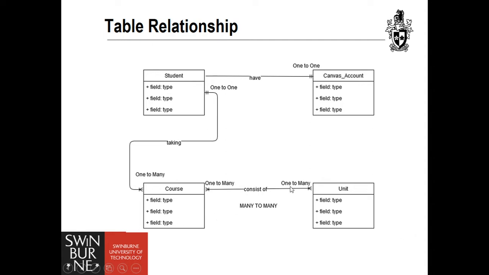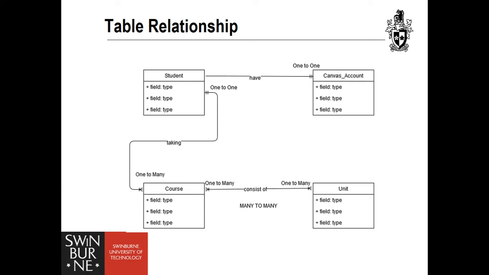This is a complex relationship. One course can consist of many units, and one unit consists of many courses. Since this combination is one to many to many, this relationship is considered as a many to many.